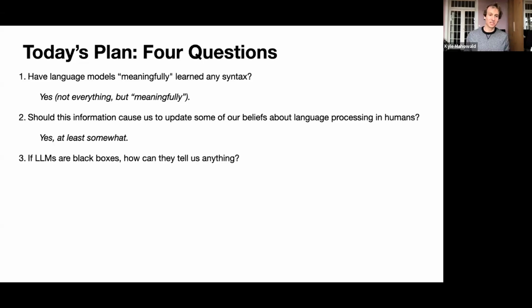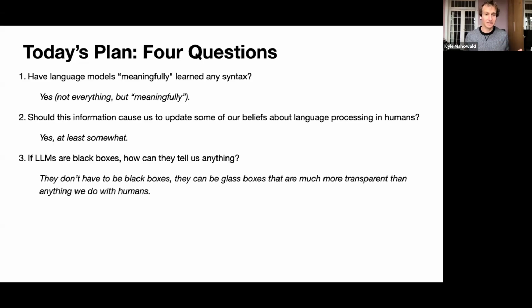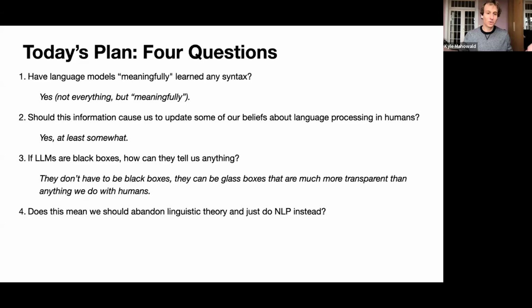I'll raise this question: if language models are black boxes, how can they tell us anything? I'm going to show some work from my own group showing that really they don't have to be entirely black boxes. I'm going to try to, for the first time, run with this glass box metaphor and argue they can actually be pretty transparent, and they're becoming more and more transparent in some sense. So small models that we can study and analyze are becoming more and more transparent, even as large models that are closed source and run by big companies are becoming less and less transparent in some sense.